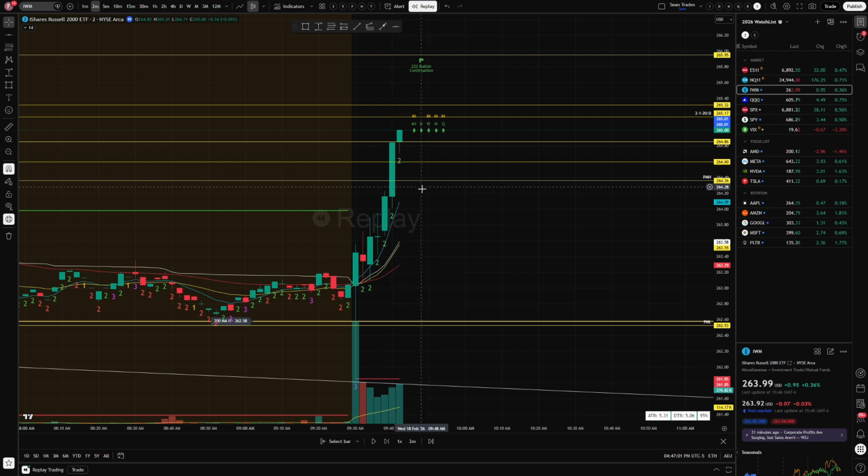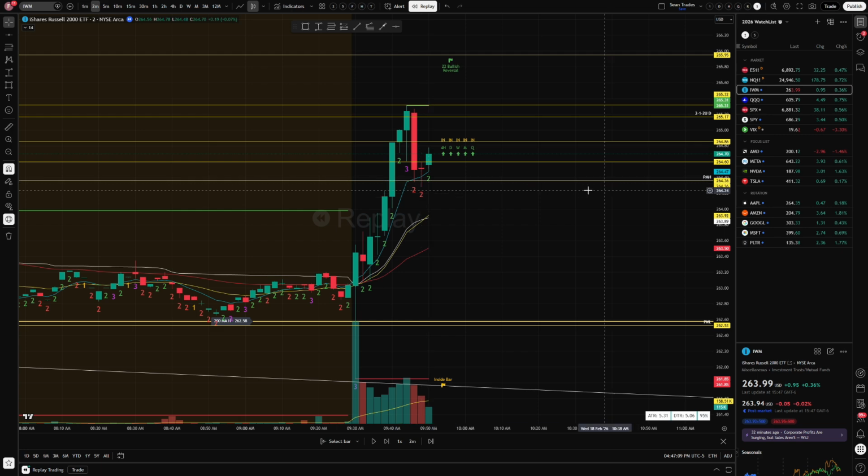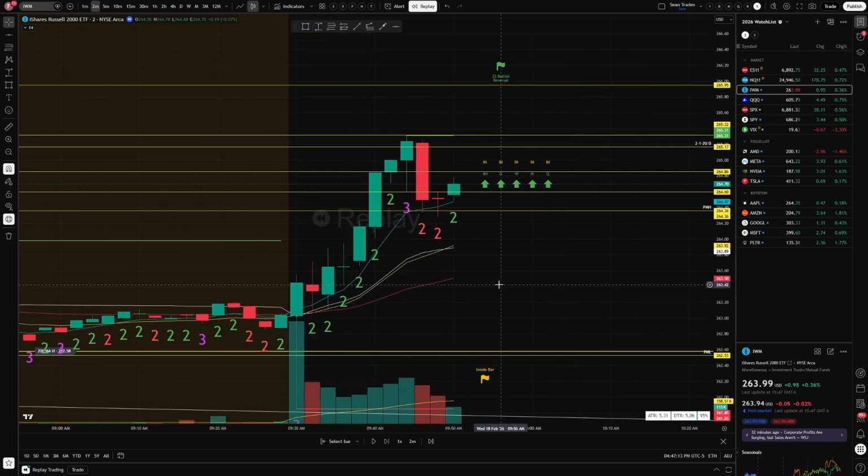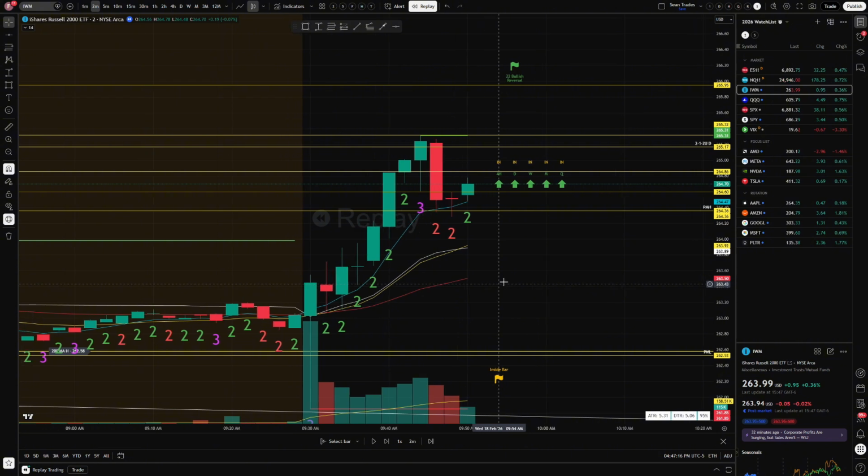I'm only interested in the pullback. And as you can see, that pullback that we were looking for actually came about. And over here, since we were bouncing off of the pre-market high, I'm going to make that a little bit bigger. We're bouncing off of the pre-market high right there at that point. I took the reversal that we have here.